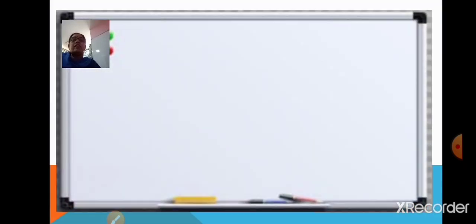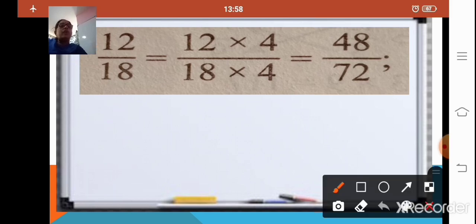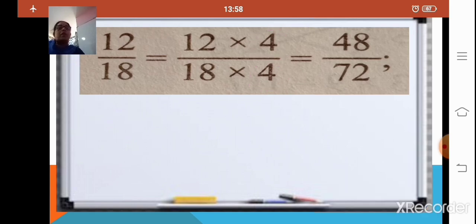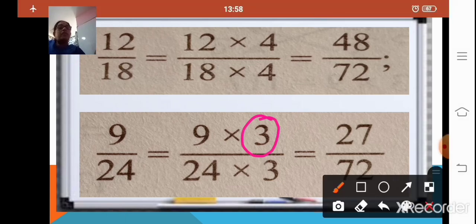So let us take the first fraction, 12 upon 18. Now 18 into 4 is 72. Yes, numerator also will multiply it by 4. So 12 4s is 48. So our first fraction is 12 upon 18 is equal to 48 upon 72. So second fraction, 24 multiplied by 3 is 72. So same way numerator also multiplied by 3. So 9 3s is 27. So our second fraction is 9 upon 24 is equal to 27 upon 72.